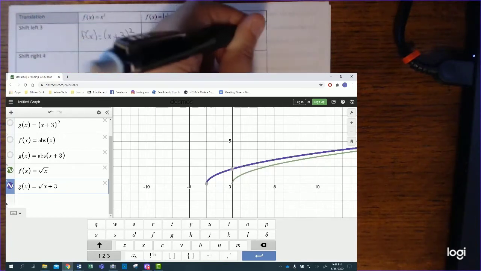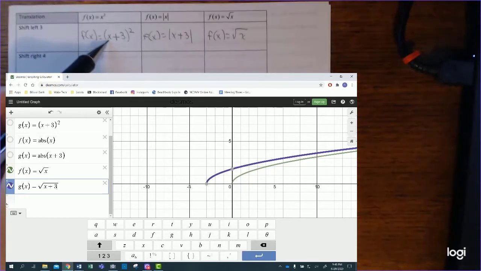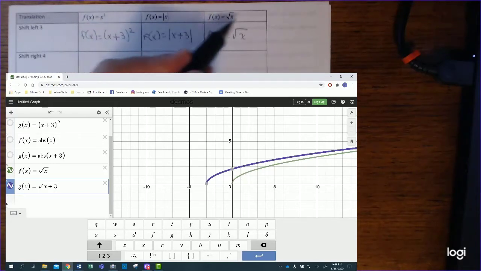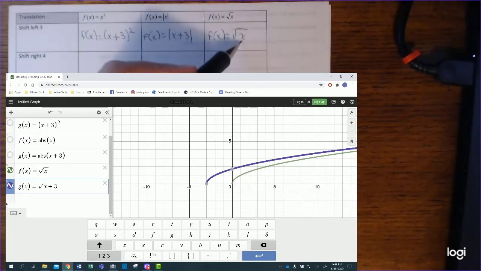Okay. In the function, the x is being squared here. It's inside that square. It's being taken the absolute value. It's inside this absolute value function. This x is inside that square root.